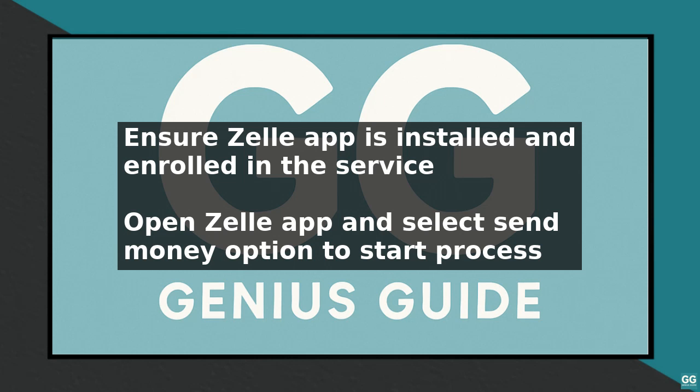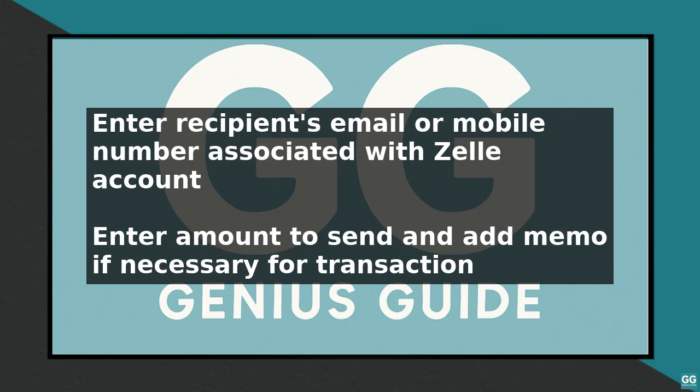You will need to enter the recipient's email address or mobile number that is associated with their Zelle account. If the recipient is a Wells Fargo customer, they can receive the money directly into their Wells Fargo account. Next, enter the amount you want to send and add a memo if you need to. Review the transaction details to ensure everything is correct, including the recipient's information and the amount. If everything is correct, confirm the transaction.